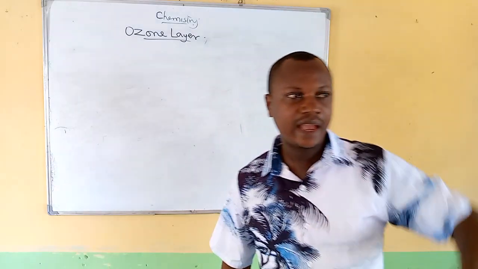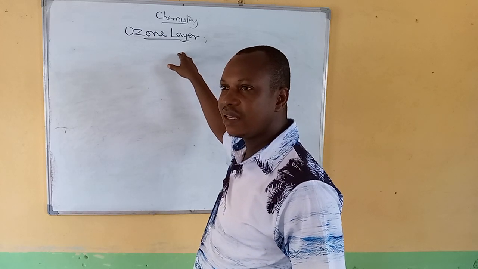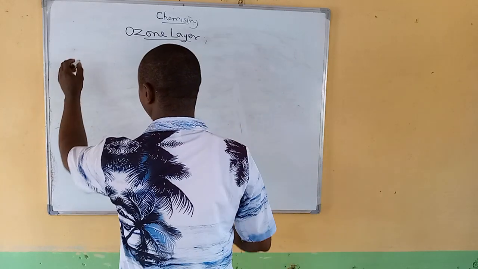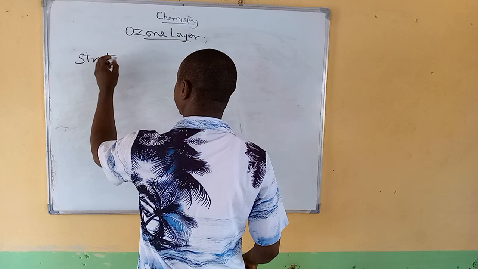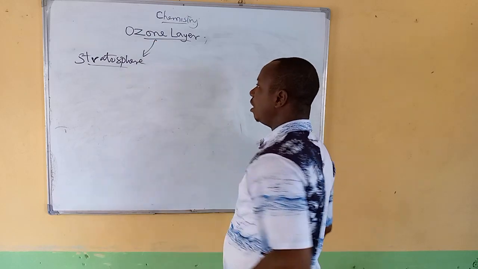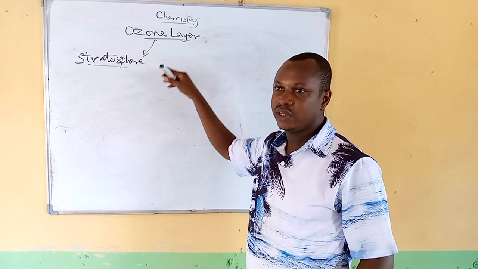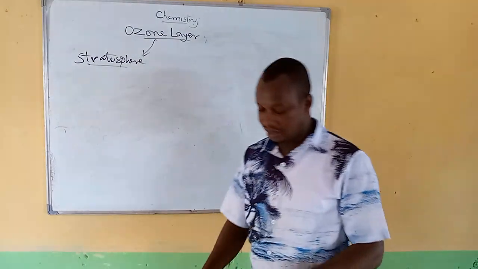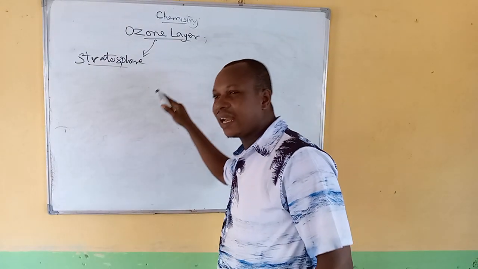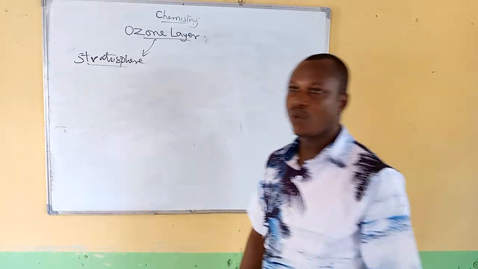So it is situated there, and precisely this ozone layer is found in the part of the atmosphere called the stratosphere. That is where you find the ozone layer. Don't forget, it is responsible for absorption of the harmful ultraviolet rays or radiation from the sun, at least from getting to us down here on Earth. So that is what we call the ozone layer.